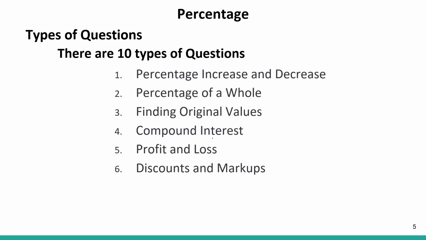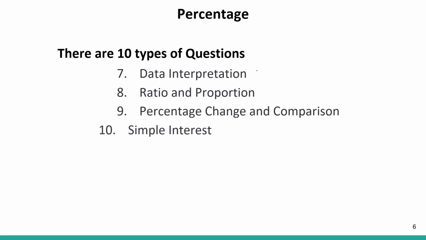Let's see what type of questions are being asked on various competitive exams. There are 10 types of questions that are being asked. Let's explore each one. That is percentage increase or decrease, percentage of a whole, finding original values. Then what is compound interest? What is profit and loss? What is discount and markups? What is data interpretation? What is ratio and proportion? What is percentage change and comparison? And what is simple interest? We will see each one in detail.